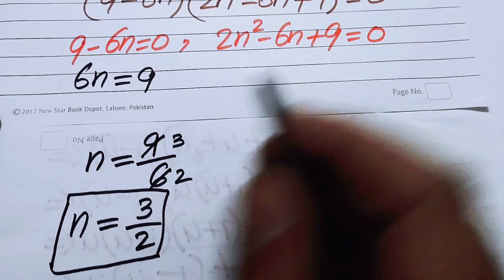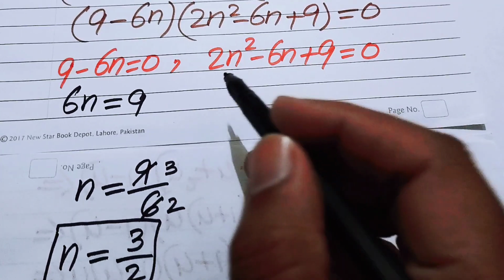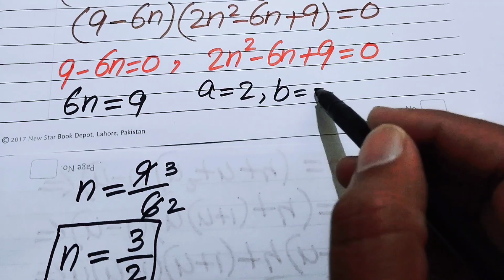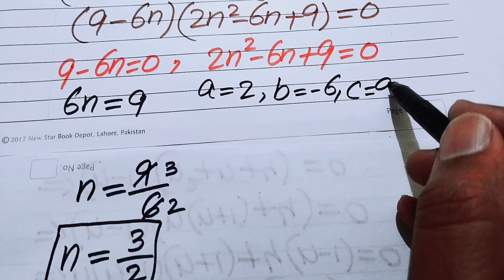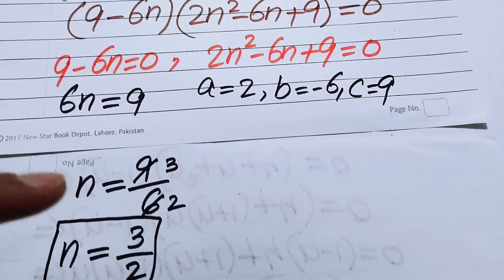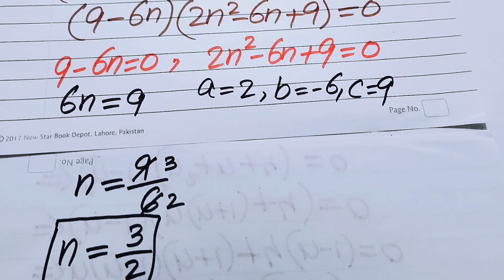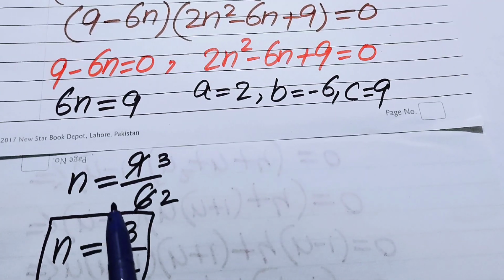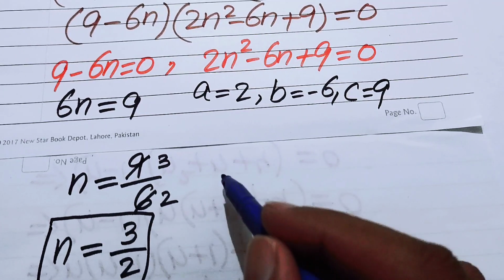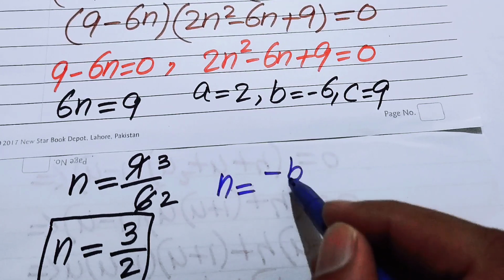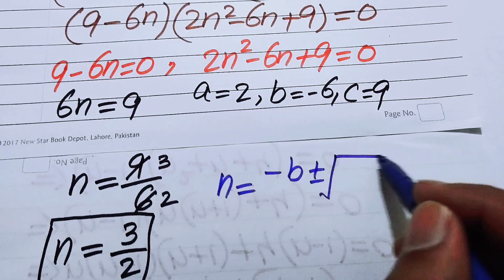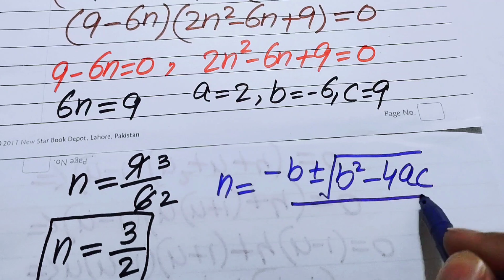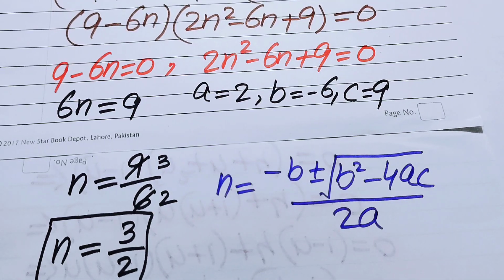So this is our first real root, and now in order to find the other roots we will solve this nice quadratic equation, so we use the quadratic formula, and we have a equals 2, b equals minus 6 and c equals 9. So here we have these three values of a, b and c, and we will use the quadratic formula. You know that the quadratic formula looks like this: n equals minus b plus or minus the square root of b squared minus 4ac, over 2a.